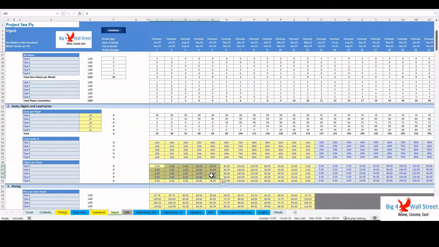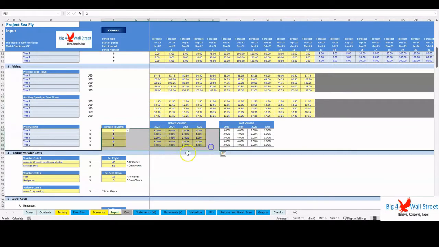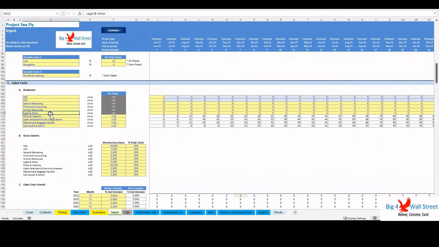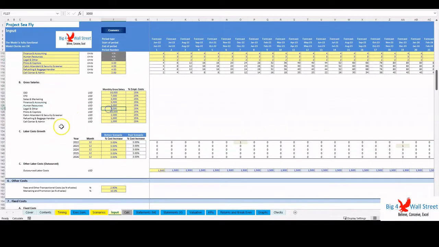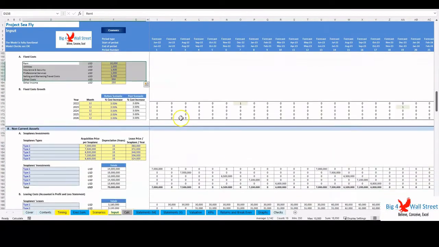The user then sets the pricing per seat as well as the auxiliary pricing per seat and the relevant price growth. Secondly, the user needs to set the variable costs, labor costs, headcount per month and their salary costs, other costs, fixed costs, such as rent, utilities, insurance, professional services, stationery, consumables, third-party fees.